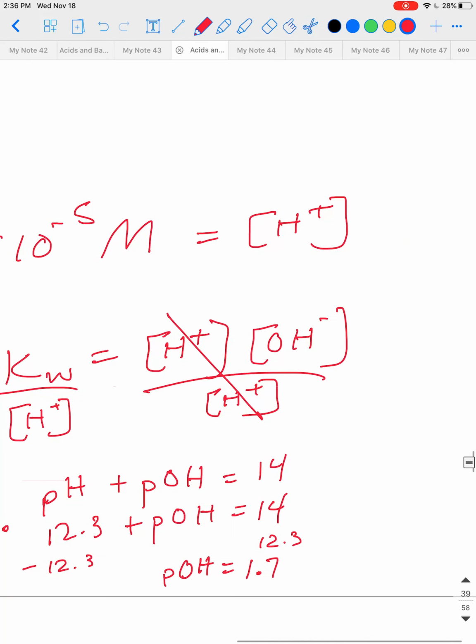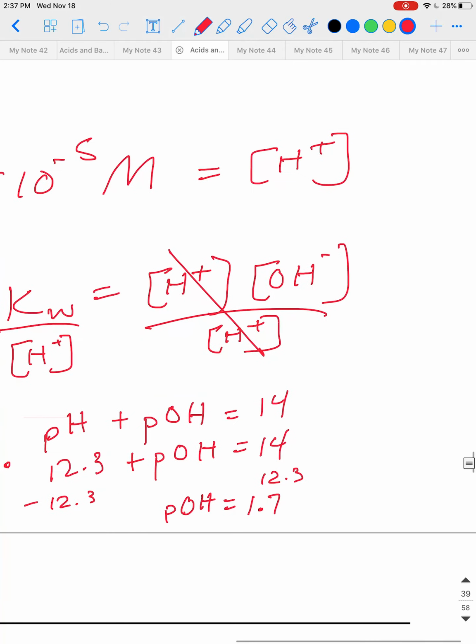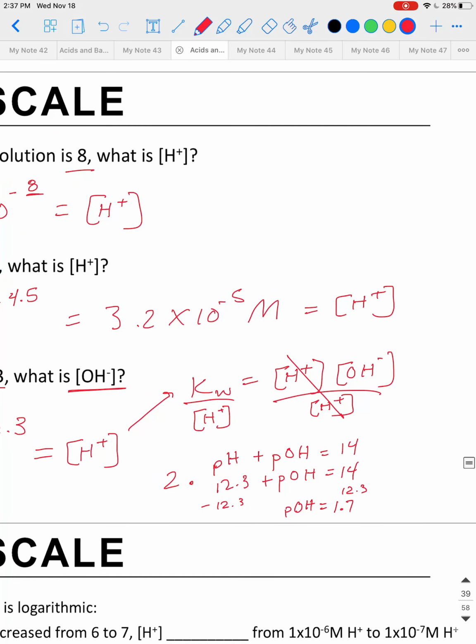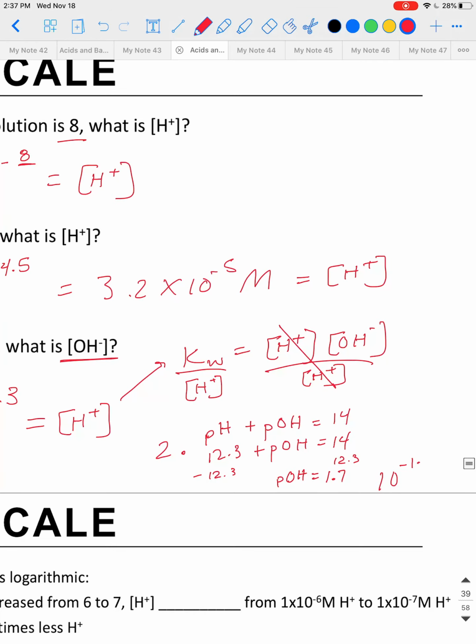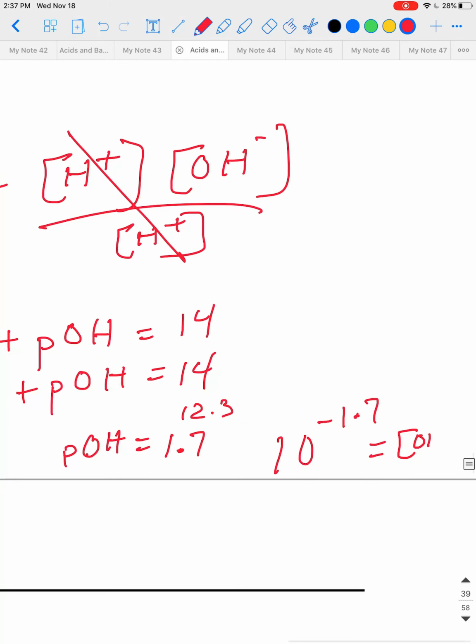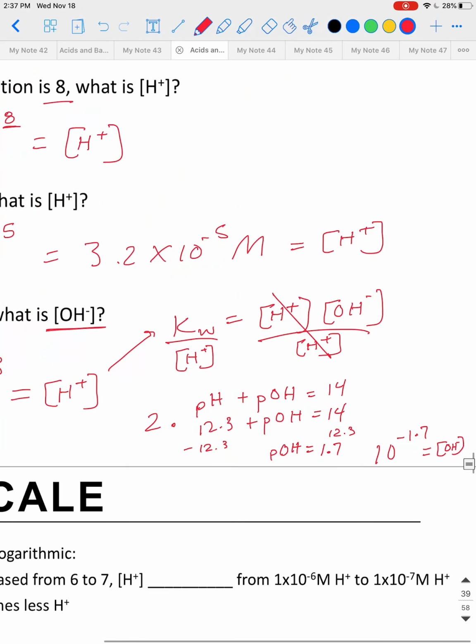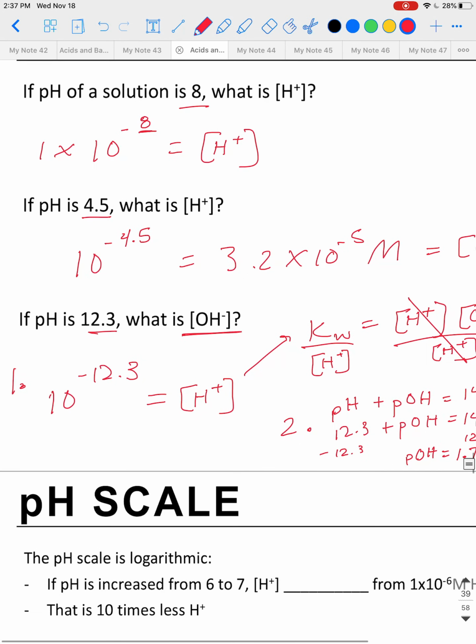Then you just take the negative log of that to get the concentration. If pOH equals this, then we can do 10 to the negative 1.7 to get the concentration of OH minus. I'm running out of room here. So either way, if you want to do the first route, we'll do 10 raised to the negative 12.3, and I got 5 times 10 to the negative 13.